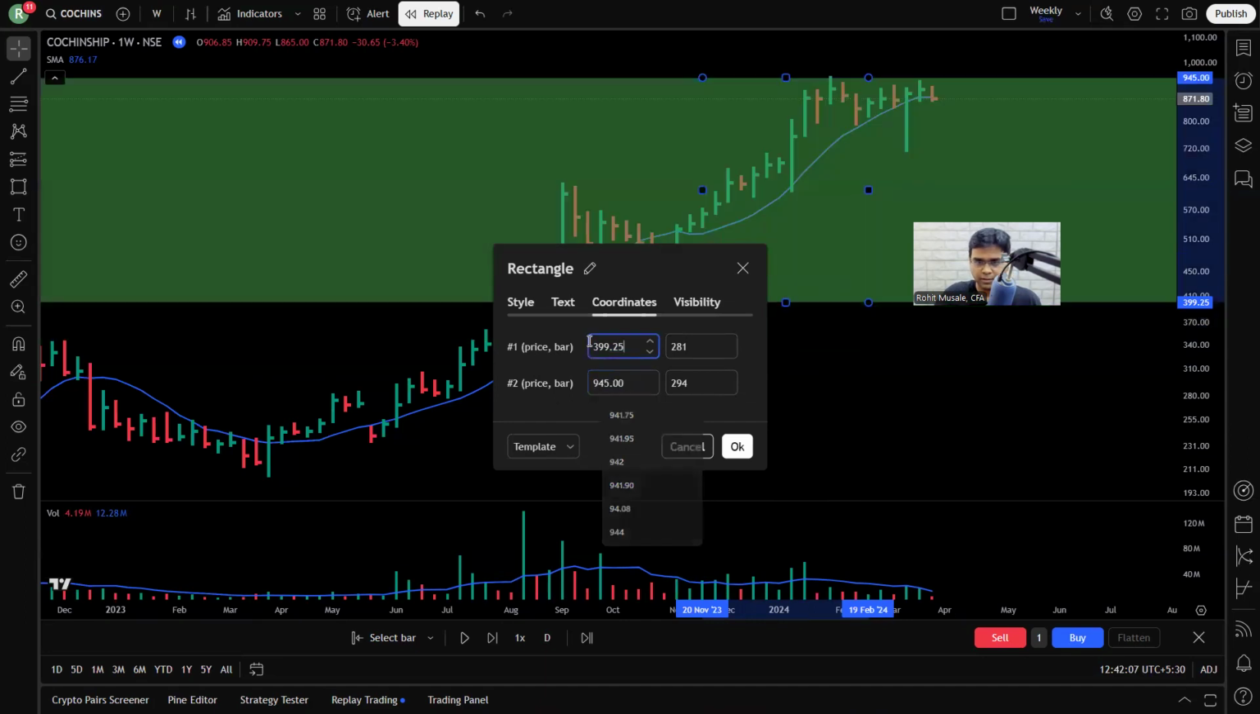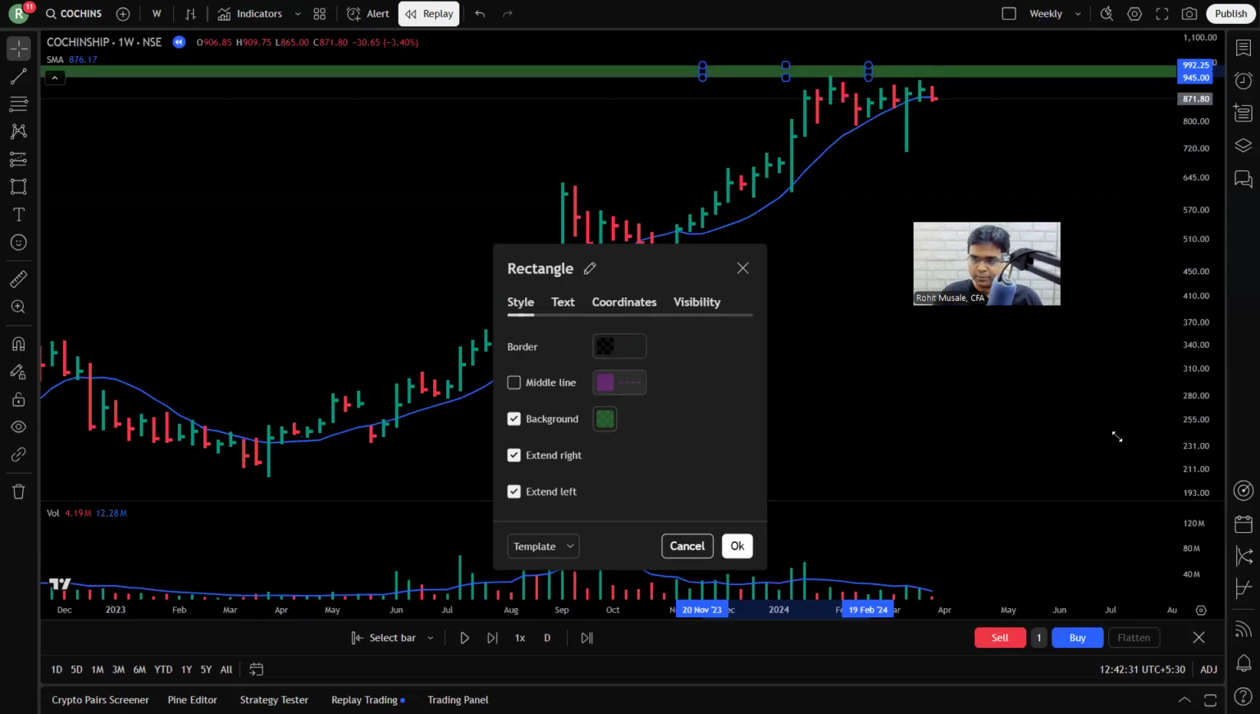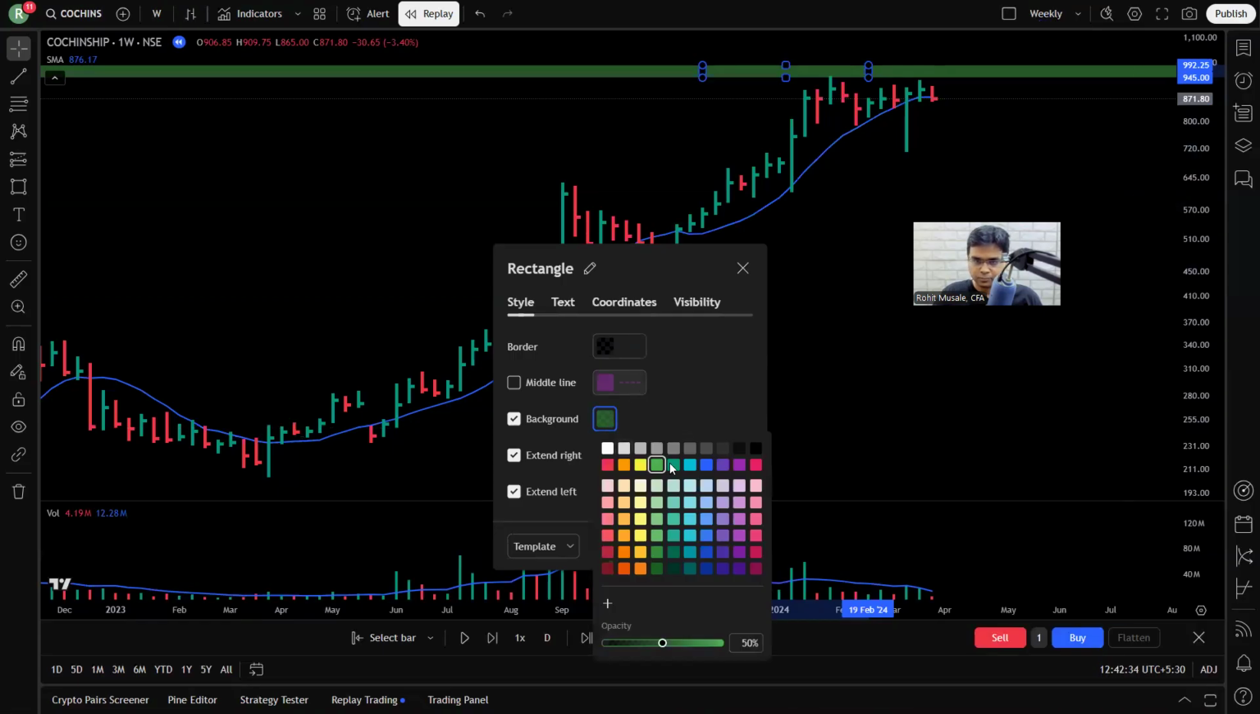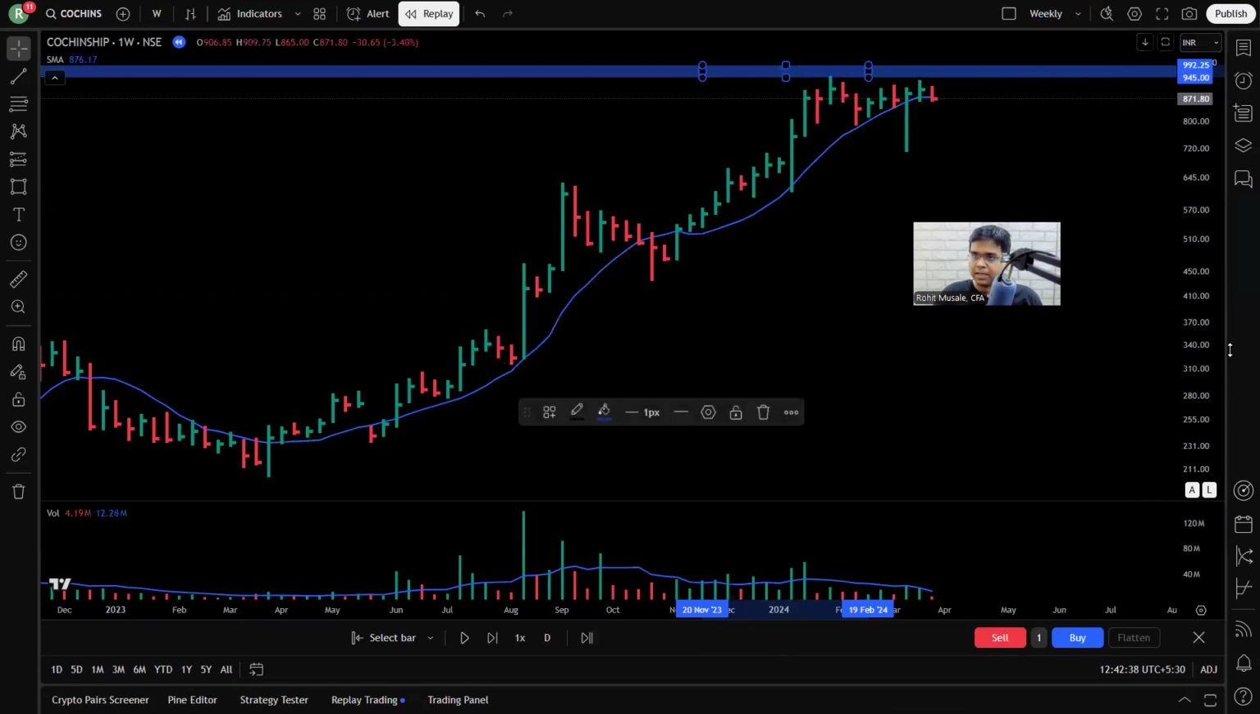And this is 5% above 945, right? I will take my calculator. Do this exercise on every weekly chart that you consider worth looking at. Okay, 945 multiplied by 1.05, 992.25, and let's give it a blue color. Yes, so that's our buying range.